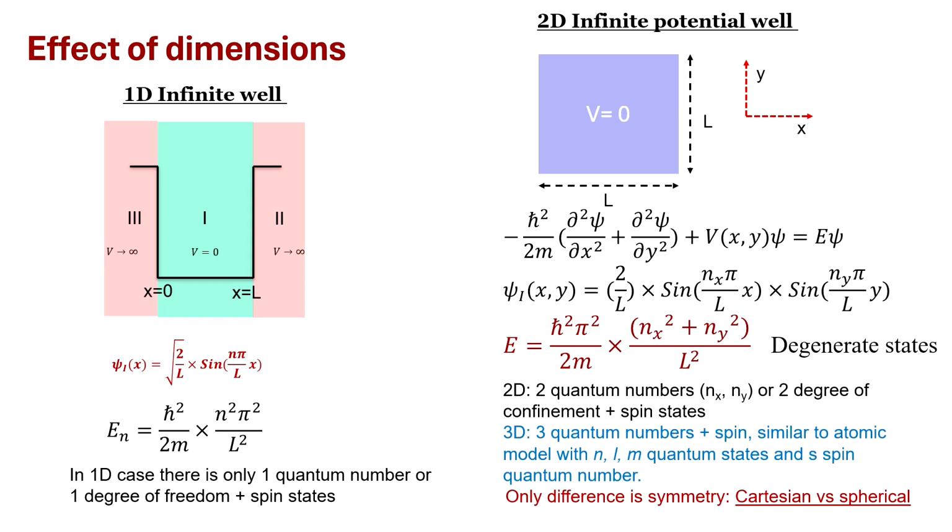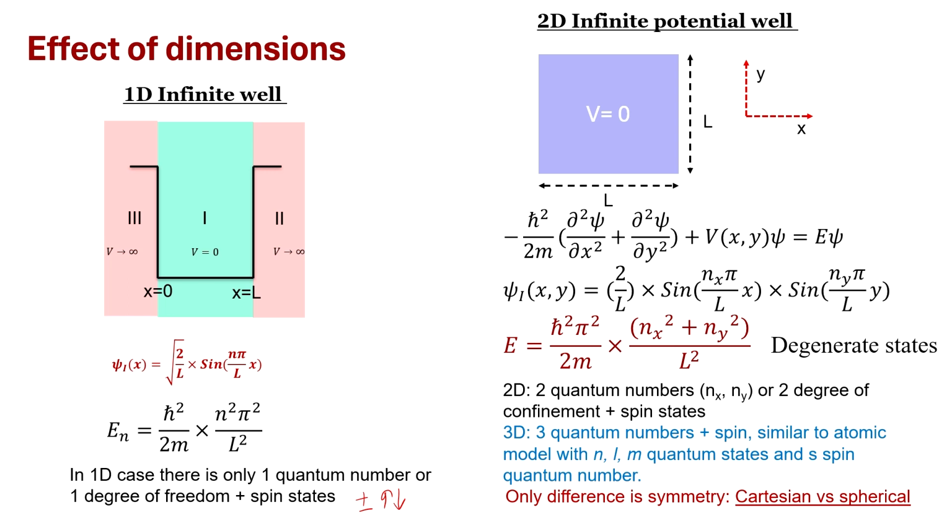So, how do we define n? We can define n as a quantum number. This is only 1 degree of freedom, plus it will give you the spin state. Every state can have a plus and minus, so an up or down kind of configuration. So, each state can have 2 electrons residing in it, but when you go to the 2D case, the whole thing becomes E is equal to h cross square pi square divided by 2m, and this n square is replaced by nx square plus ny square.